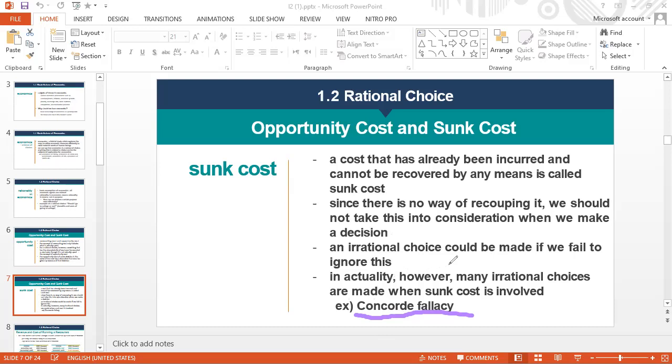So many irrational choices are made, and the irrational choices are based on the wish to invent something new. We compare between benefits and costs, and we have costs that are more than benefits at first, although we have the choice. So it's called irrational choice, and it's the opposite of rational choice. And we have a very famous example of sunk cost. It's called the Concorde fallacy.